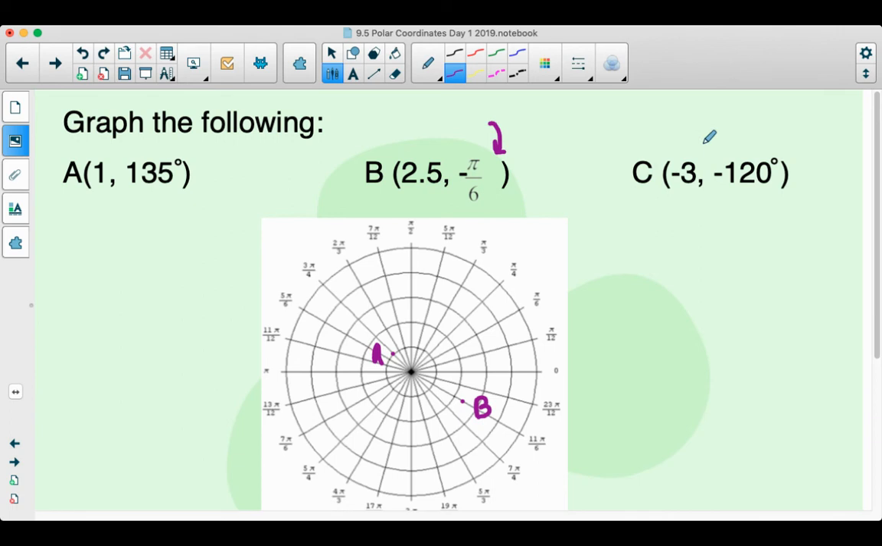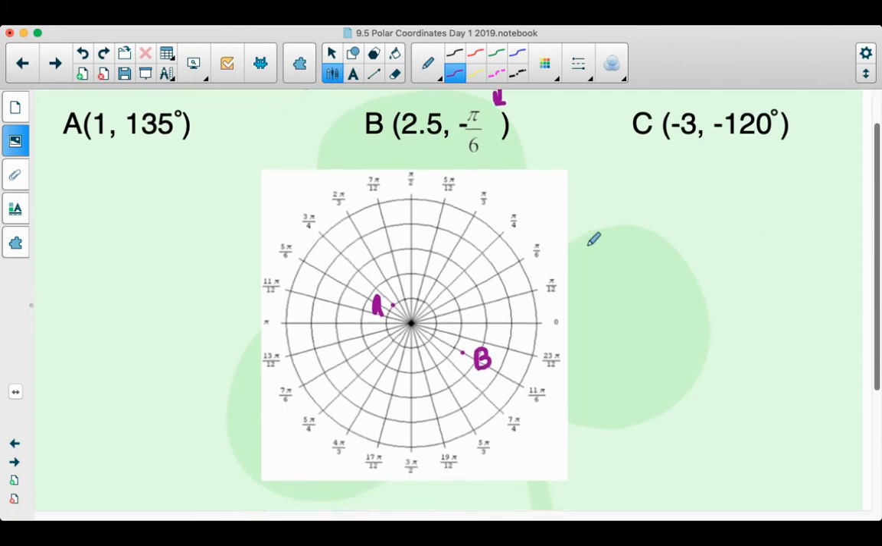And C is a combination of the two of them. So we want to go the opposite direction and a negative angle. So negative 120 would mean that I'm looking at 4 pi thirds for my angle. So starting at the polar axis, going down 4 pi thirds, and then I want to go backwards 3 radii. So 1, 2, 3.